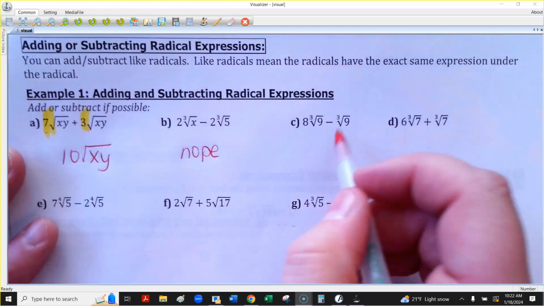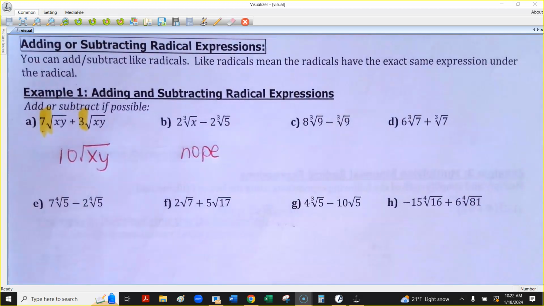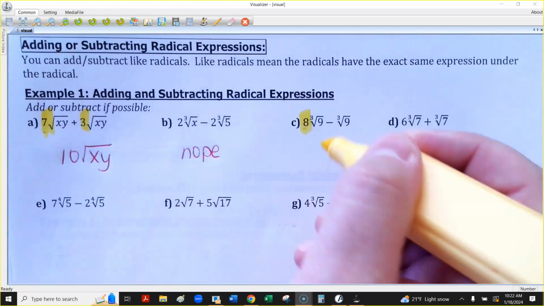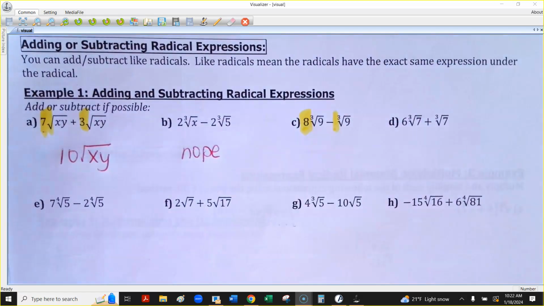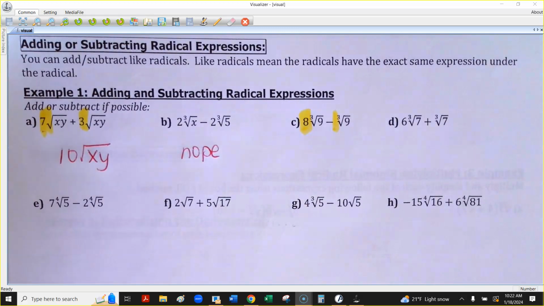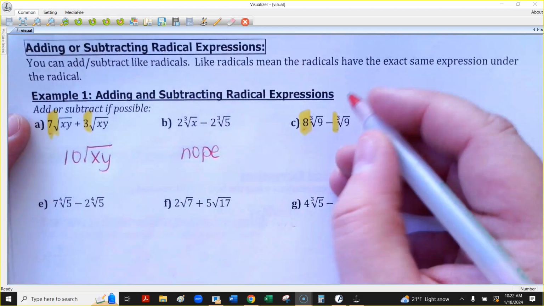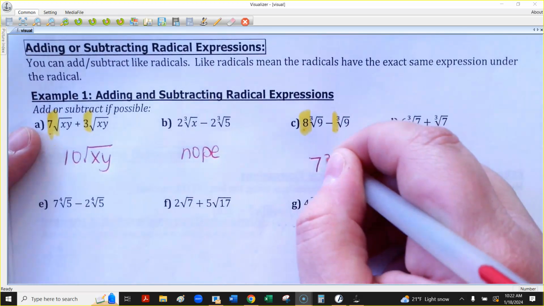This guy here, this is a little tricky. So these are both cube roots of 9. I have 8 here minus, it doesn't have a number in front, but I have a cube root of 9 there. This would just be like 8 minus 1. So this would be 7 cube roots of 9.